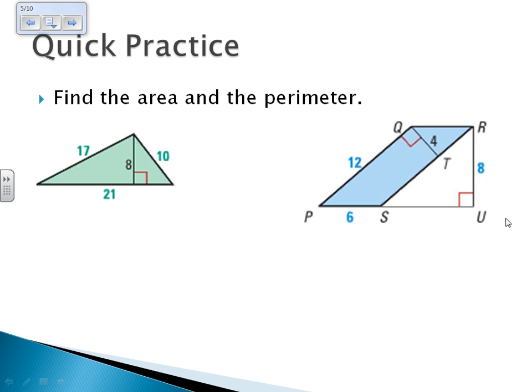So what shape is this? Triangle. What's the formula for a triangle? 1/2 the base times the height. All you need to do is plug and chug. What is my base here? 21. What's my height? 8. Good. Could my base have been 10 if they gave me a height like this? Yeah. Your base is always going to be perpendicular to your height. Brian?